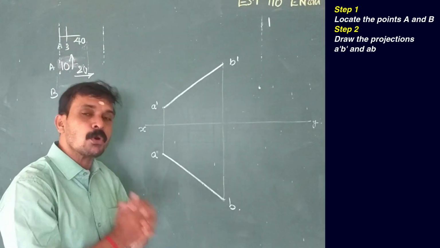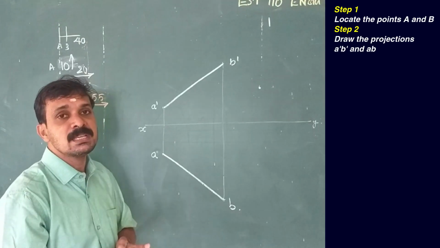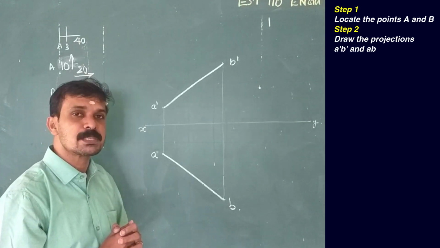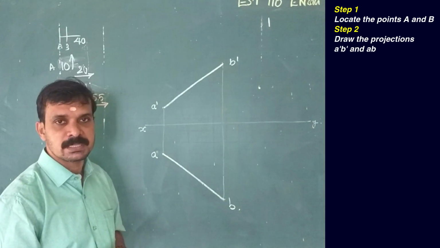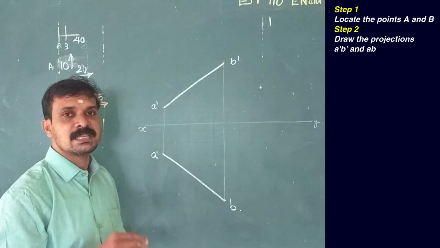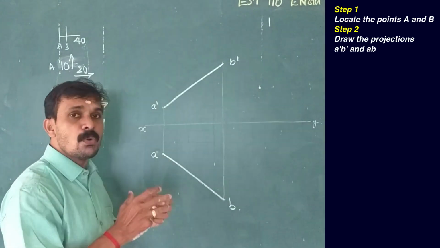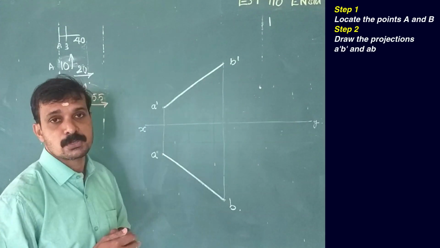Once you have both the projections A dash B dash and AB, the best method for completing the projections is the trapezoidal method. I will explain what the trapezoidal method actually is, and give you the concept at a later stage. Now I will provide you the working method.